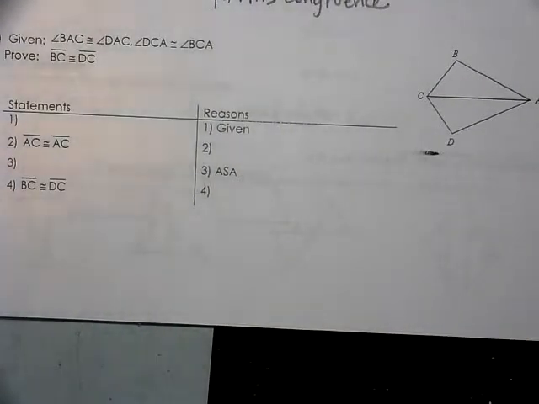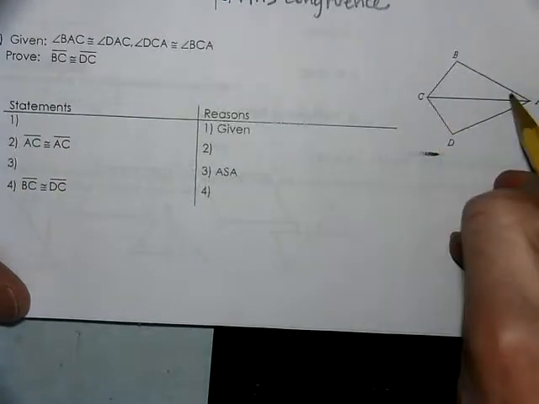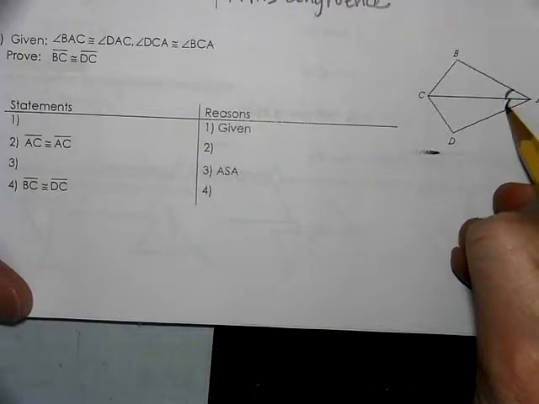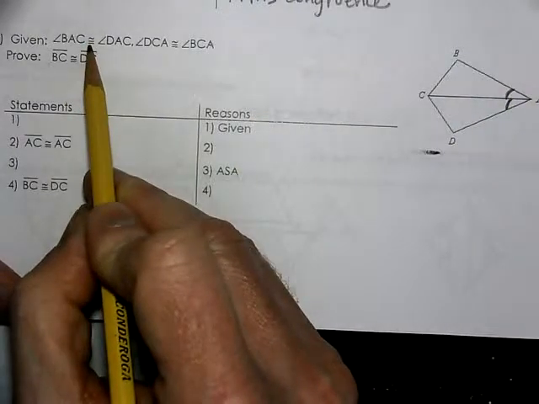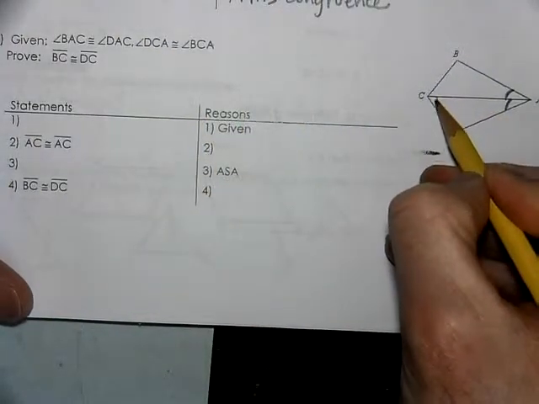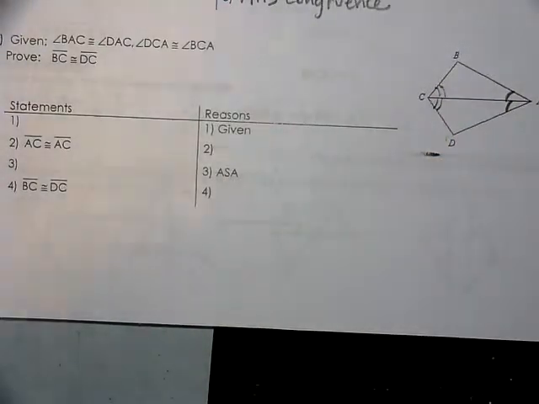Number 14. Looking up at our picture, notice how the picture doesn't have anything labeled. So we want to take our given information, and it says that angle BAC, B to A to C, this angle here, and this angle here are congruent to each other. We also know that angle DCA and BCA, they're congruent to each other. Now, that's 2 bits of information. They're both angles. Now I have to find a 3rd bit of information.